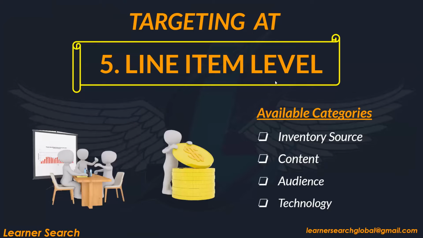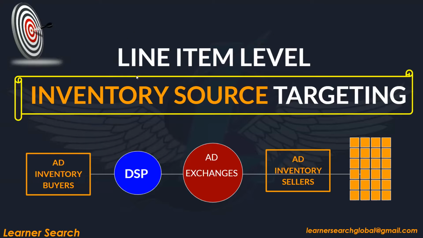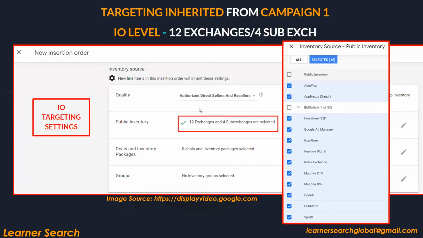Targeting at line item level. Available categories are inventory source, content, audience, and technology. So whatever the targeting options available in DV360 are completely available at IO and line item level. So let's look at the inventory source.